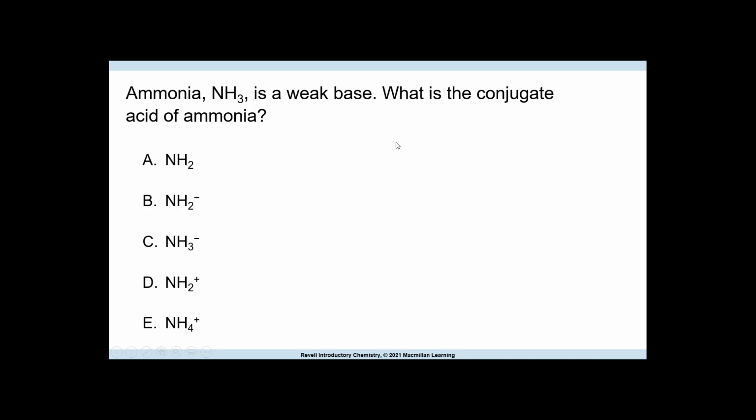Ammonia is a weak base. What is the conjugate acid of ammonia? Well, if it's a base, that means it has to take a proton. So we've got to look for something that adds a hydrogen on it. So here it is. It would be E.